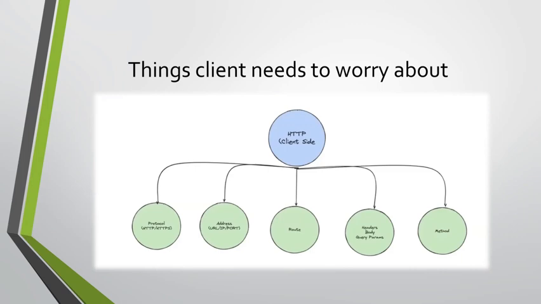Now we will see what are the things that the clients actually need to worry about. So these are the 5 things, mainly the 5 things. There are many things also, but while making the server, the one who is making the server must worry about the things related to clients, and the things related to him also as a backend developer, as a server developer.